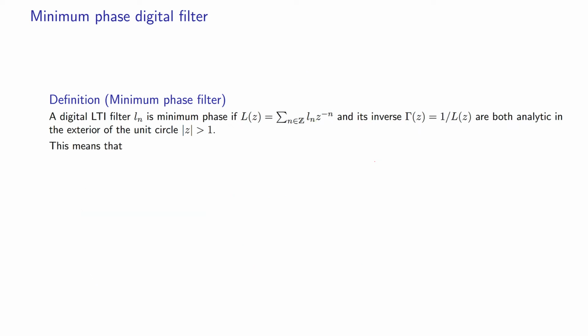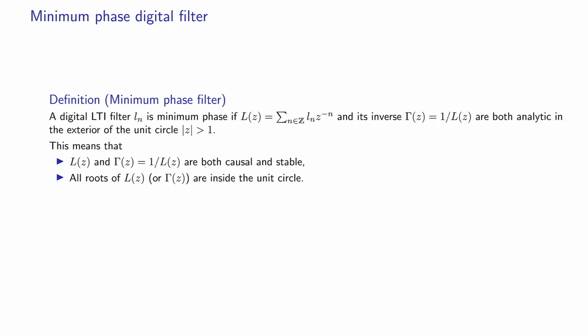So for discrete time filters, it means that L of Z and its inverse should be stable, and all roots of L of Z and 1 over L of Z, which is gamma of Z, are inside the unit circle, not on the unit circle. If they are on the unit circle, they are critically minimum phase.